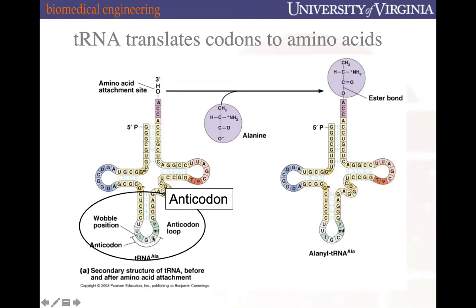The specific site where the transfer RNA interacts with our mRNA transcript is this bottom region here. We refer to these specific 3 nucleotides as the anticodon, because it's going to be anti-parallel and complementary to the codon on our mRNA transcript.